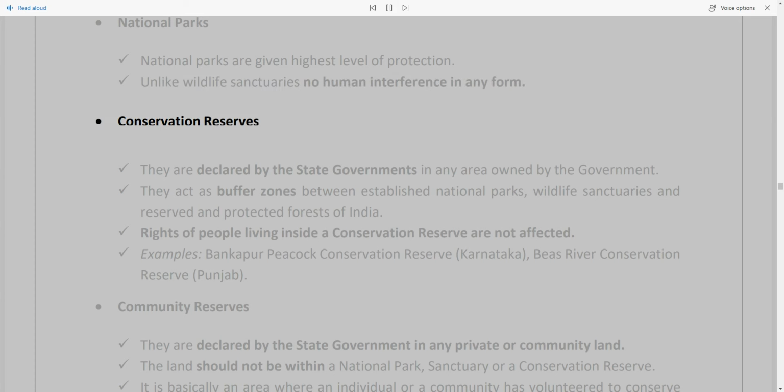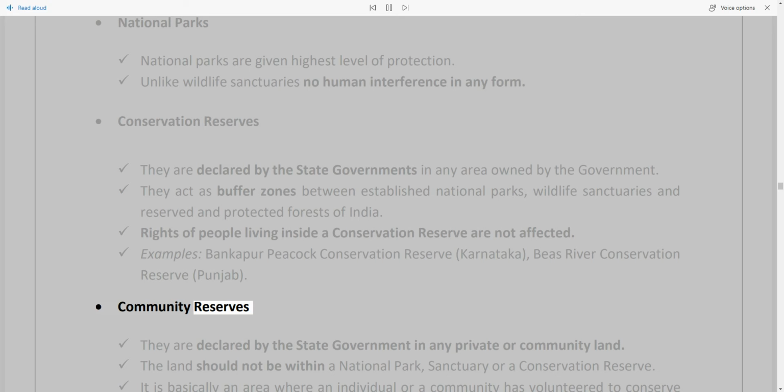Conservation reserves. They are declared by the state governments in any area owned by the government. They act as buffer zones between established national parks, wildlife sanctuaries, and reserved and protected forests of India. Rights of people living inside a conservation reserve are not affected. Examples: Bankapur Peacock Conservation Reserve, Karnataka; Beas River Conservation Reserve, Punjab.